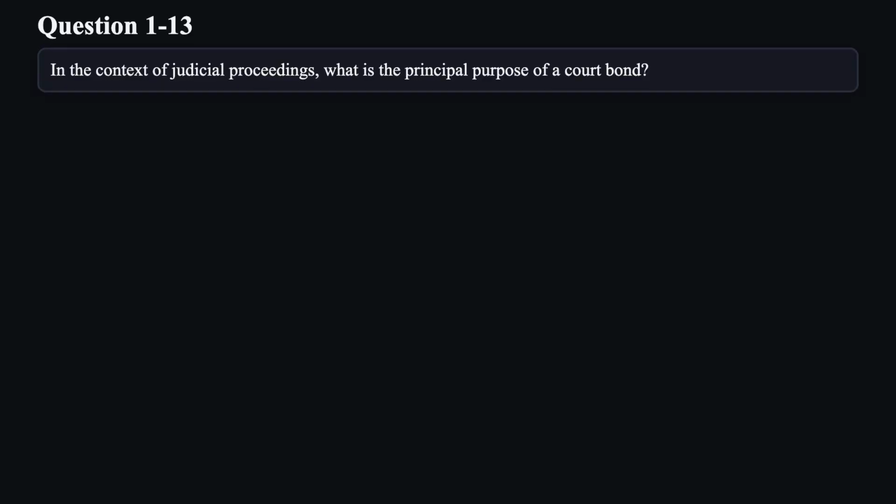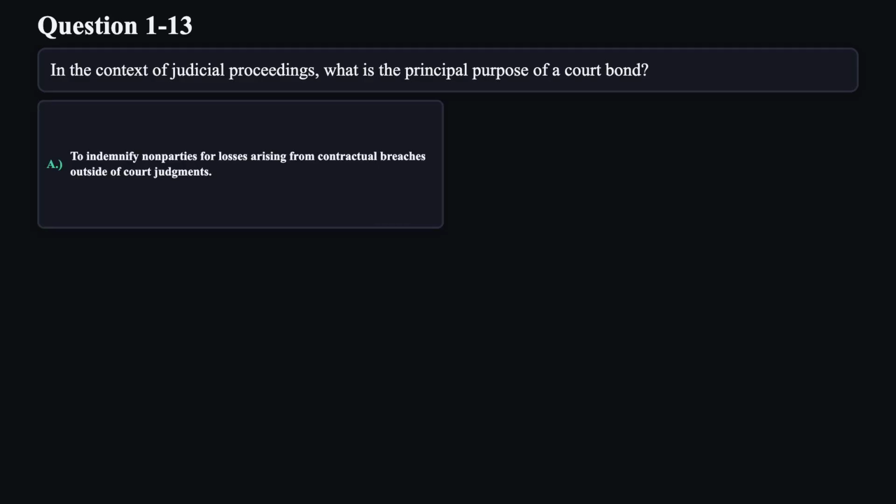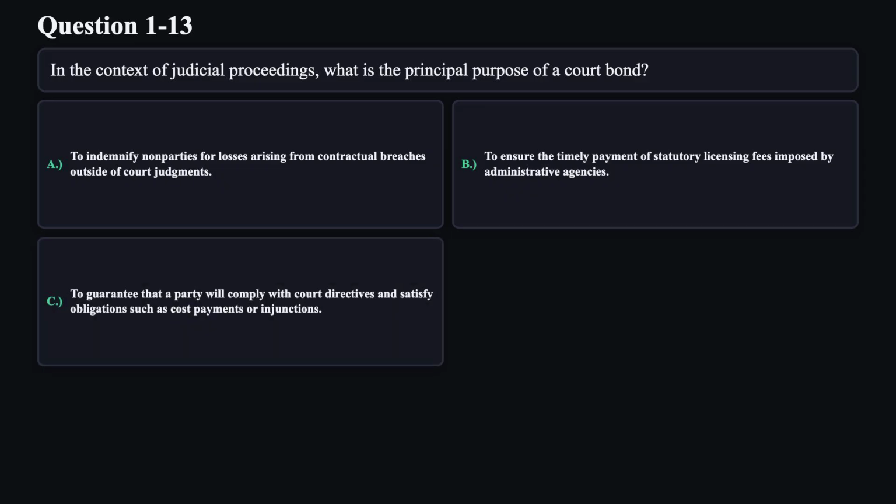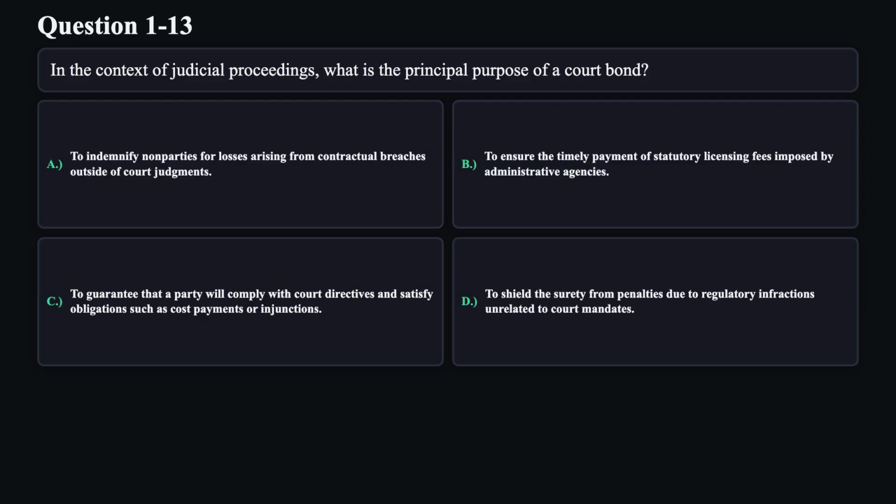In the context of judicial proceedings, what is the principal purpose of a court bond? A. To indemnify non-parties for losses arising from contractual breaches outside of court judgments. B. To ensure the timely payment of statutory licensing fees imposed by administrative agencies. C. To guarantee that a party will comply with court directives and satisfy obligations such as cost payments or injunctions. D. To shield the surety from penalties due to regulatory infractions unrelated to court mandates.